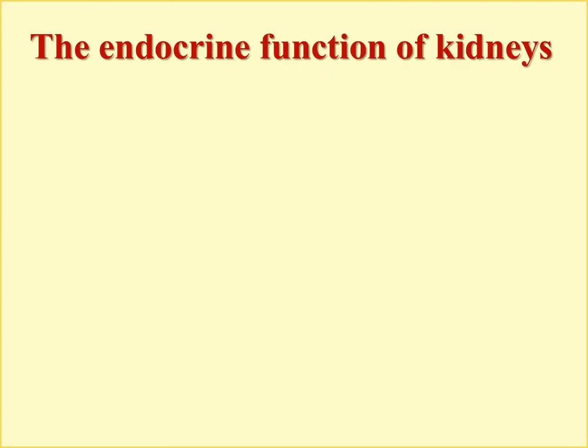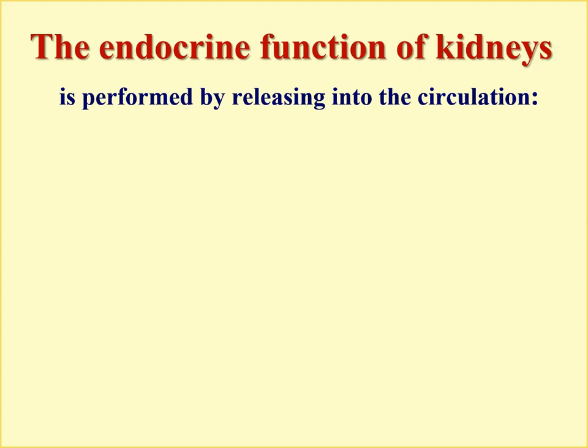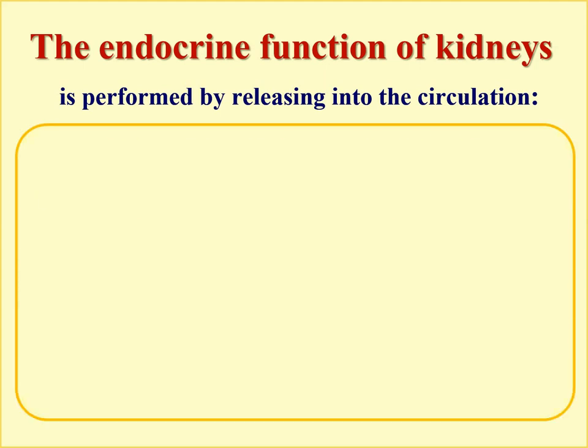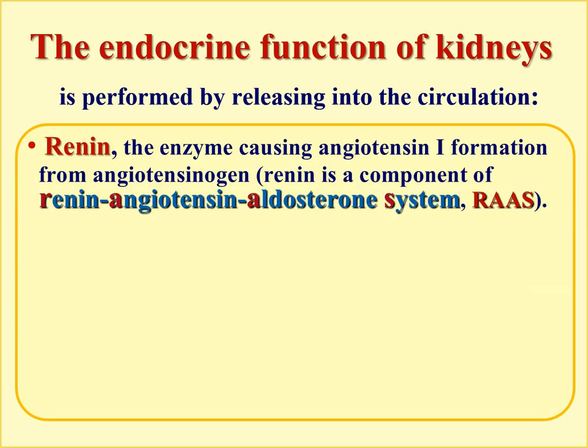Then there is a big group of endocrine functions of the kidney. And it is performed by releasing into circulation the following substances. Renin, the enzyme that causes angiotensin 1 formation from angiotensinogen. Angiotensinogen is a blood plasma protein which circulates constantly in blood, but when renin appears in blood, it splits angiotensin 1 from this big protein, and it starts the development of all processes that we refer to as the renin-angiotensin-aldosterone system, RAAS.